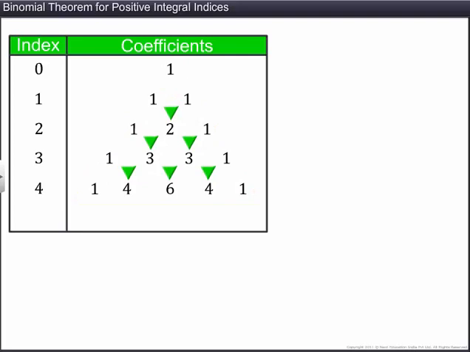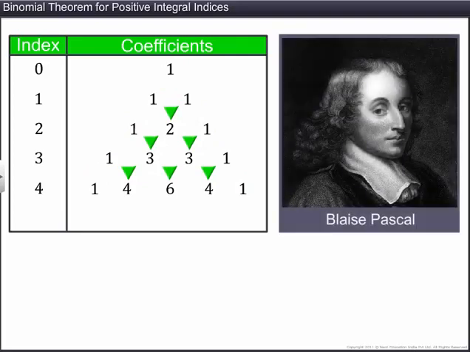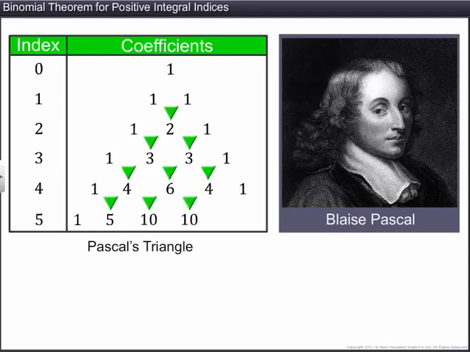This was developed by a French mathematician, Blaise Pascal. It is known as Pascal's triangle. Using Pascal's triangle, we can write the coefficients of the expansions of binomials with higher powers also. The coefficients of expansion of the binomial with the power 5 are 1, 5, 10, 10, 5, and 1.